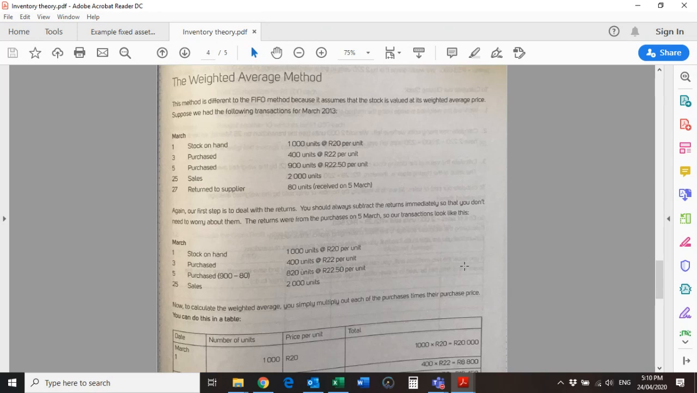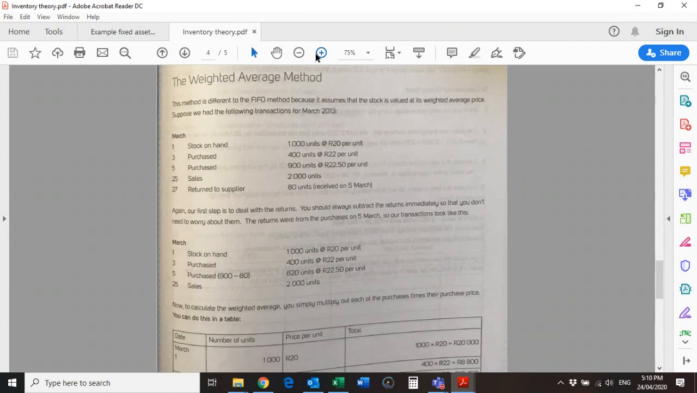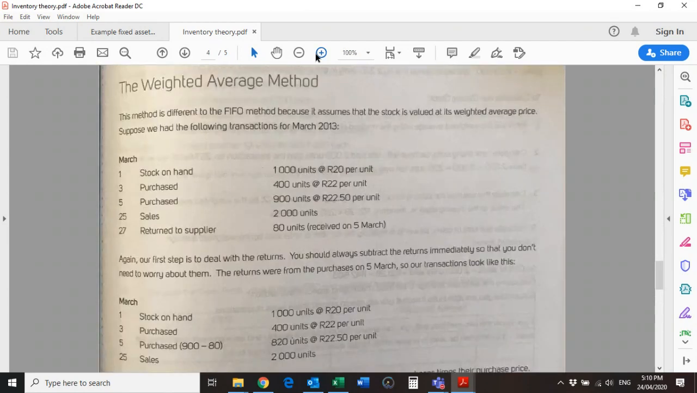Okay, so let's go through this method very slowly. It says this method is different from the first in first out method because it assumes that the stock is valued at its weighted average price. Okay, suppose we had the following transactions for March.